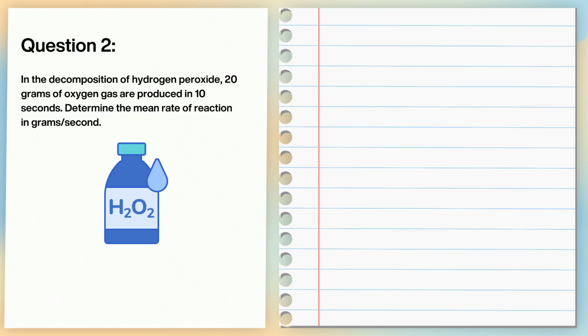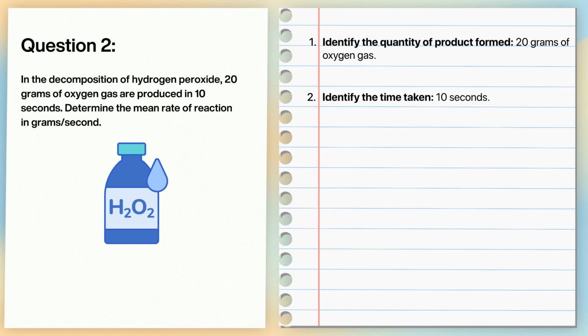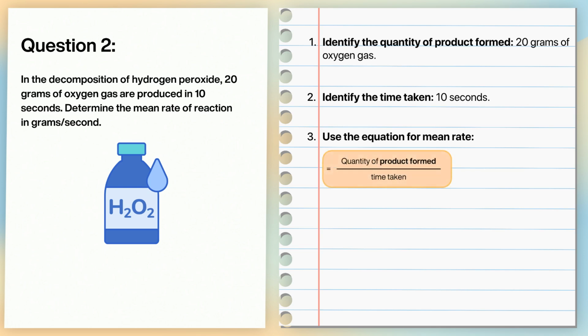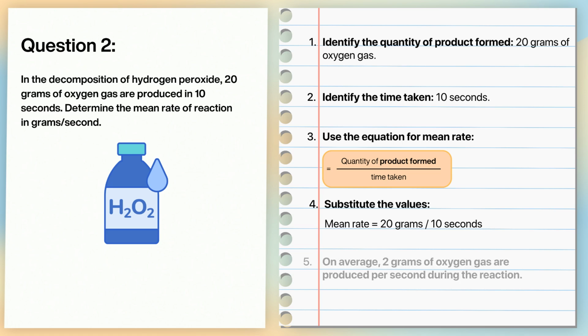Now, let's go through the answer. First, identify the quantity of product formed, which is 20 grams of oxygen gas. Next, identify the time taken, which is 10 seconds. Then, use the equation for the mean rate. Once again, this is the quantity of product formed divided by the time taken. Now, substitute the values in. The mean rate is 20 grams divided by 10 seconds, which gives an answer of 2 grams per second. This indicates that, on average, 2 grams of oxygen gas are produced per second during the reaction.